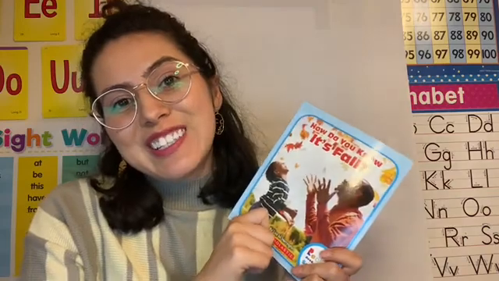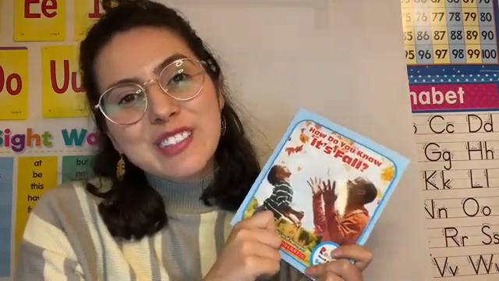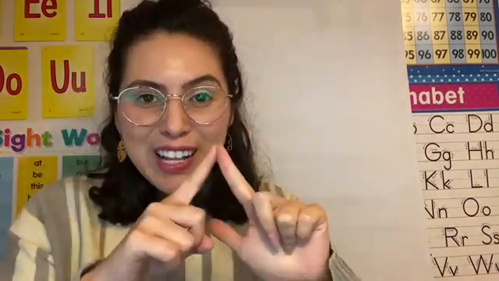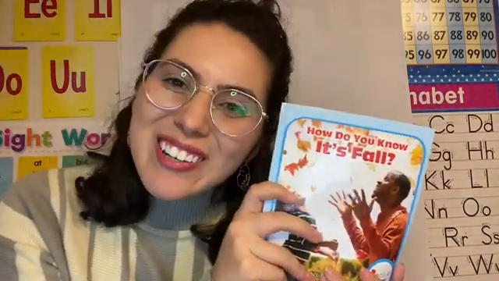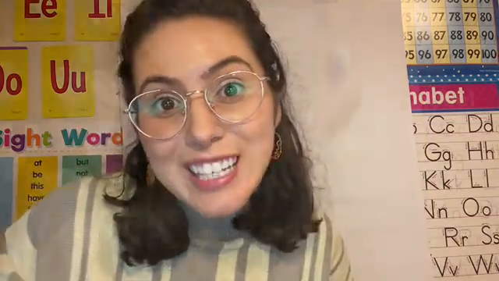Make sure that you read this book with Miss Palacios. If you didn't, it's on my YouTube channel and it's also in the slide right before. We are going to be talking today about the 5 W's. That means who, what, when, where, and why. We are going to talk about all of those things in reference to this book, How Do You Know It's Fall? Let's get to it.